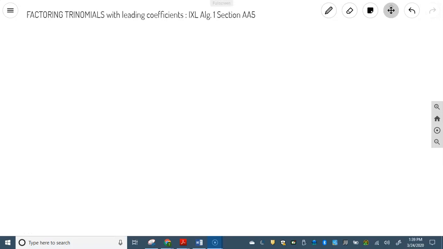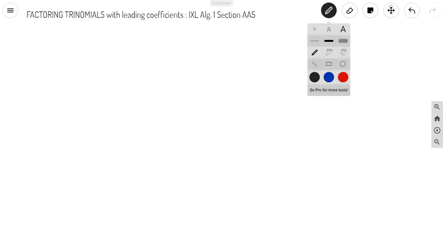So now we're on factoring trinomials with leading coefficients. What this means is, if it's not 1, what do we do if there's something in front of my x squared? Again, you can feel free to go to IXL Algebra 1 section AA5 if you'd like to begin your lesson. But if you're stuck and you need a little reminder help, this lesson's here for you.